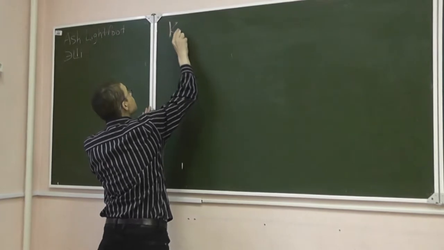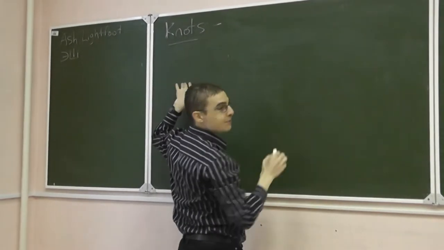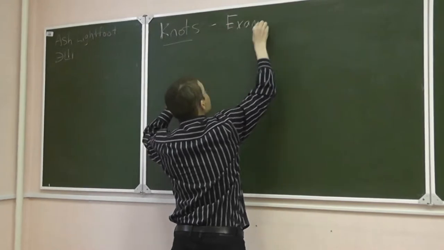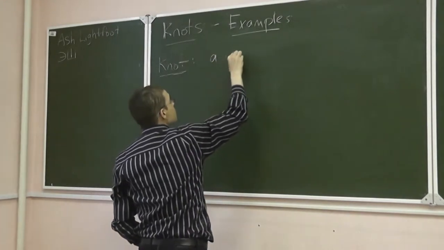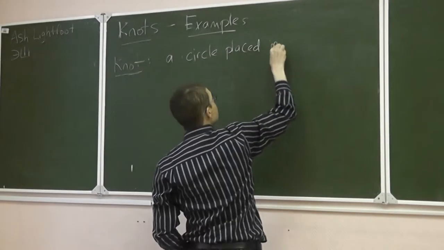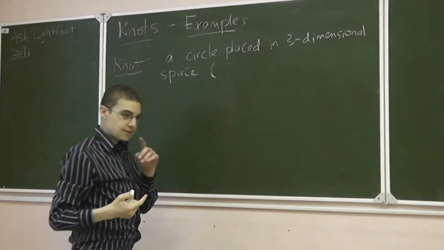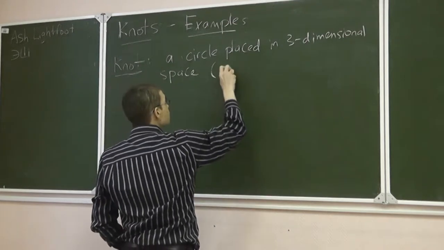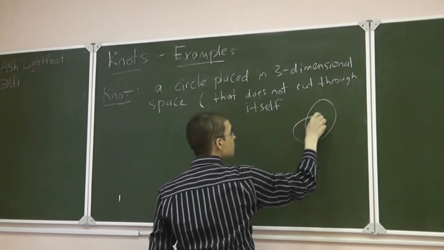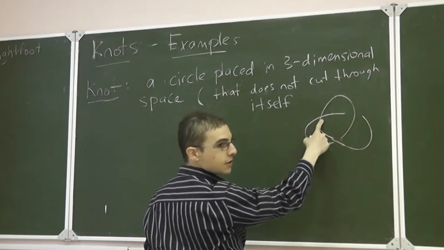Okay, so last time we were talking about knots. Today, because it's late and you've been doing math problems all day, we'll focus on examples. Let me remind you what a knot was: a circle placed in three-dimensional space, just a piece of string, and we weren't allowed any self-intersections. So we couldn't have our knot do something like that. This was not a knot.